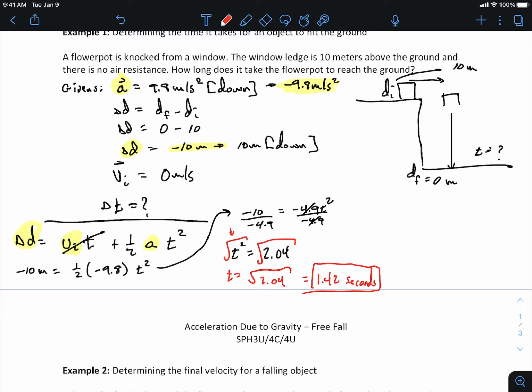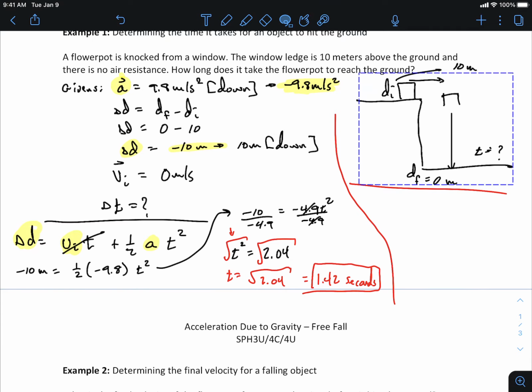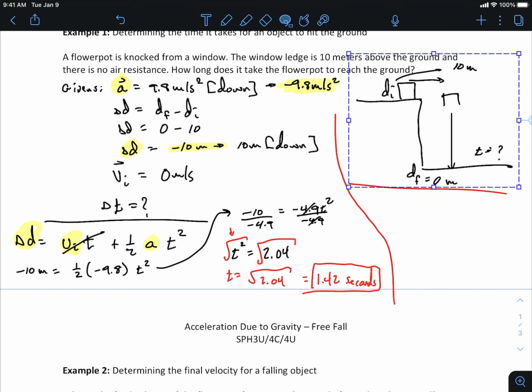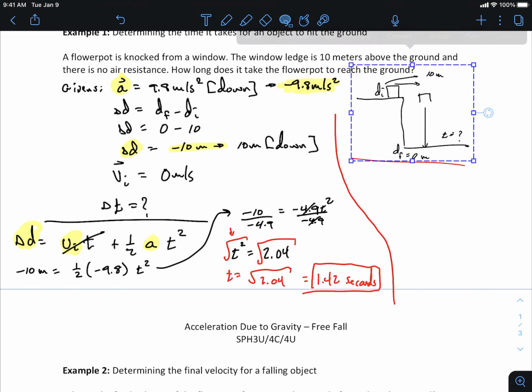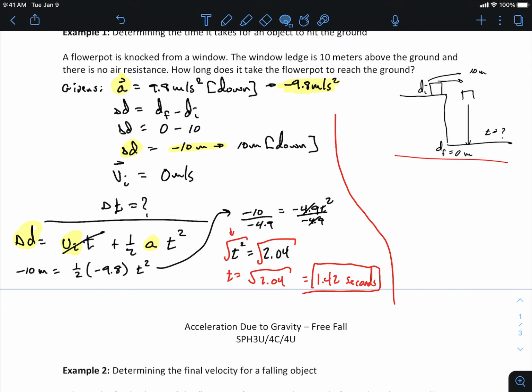I think that's it, actually. I could very well ask you, as an additional part of this question, okay, well that's good, you know how long this motion takes. Now my question is, what's the velocity when the flower pot hits the ground?